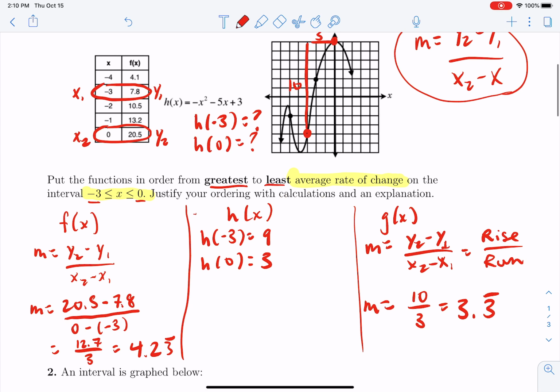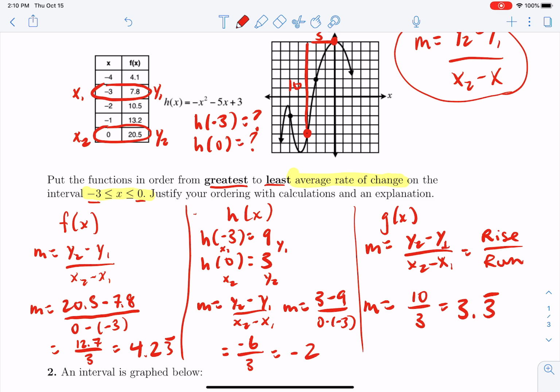So I've got, this is my x1, y1, x2, y2. Okay, average rate of change. So it's y2 minus y1 over x2 minus x1. So for this particular example, we would have 3 minus 9 over 0 minus -3. So that means that my average rate of change is -6 over 3, or -2.